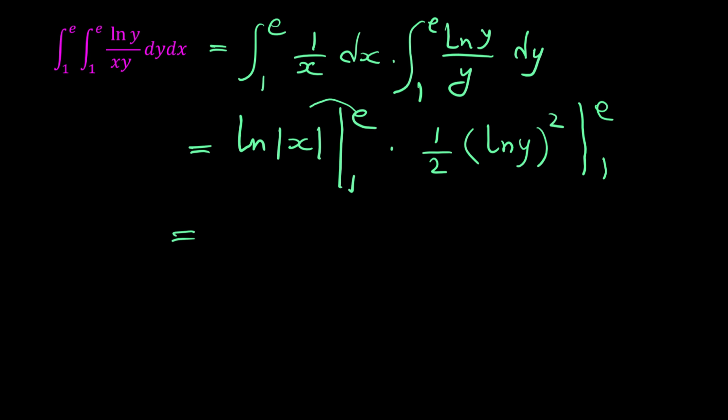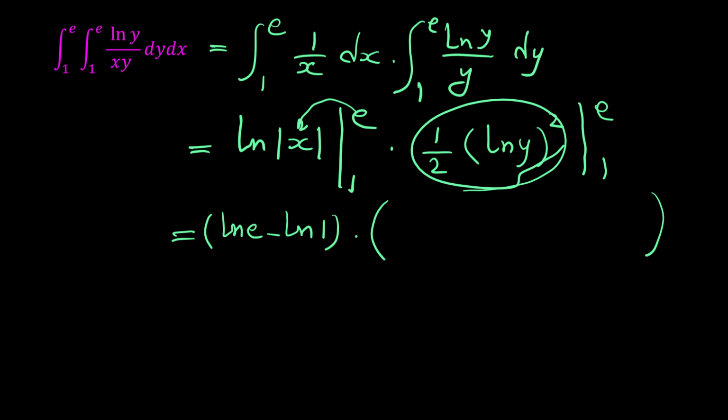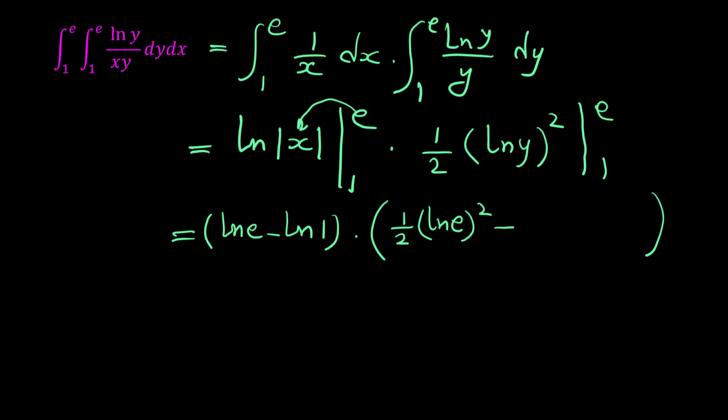If we plug in e here, we have ln of e minus ln of 1 if we plug in 1, times y. Now in this expression we have plug in e and 1. If we substitute e, we have 1/2 ln of e to the power of 2 minus 1/2 ln of 1 to the 2.